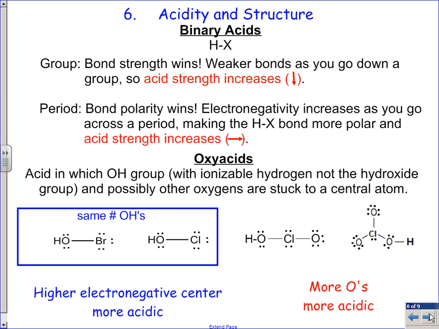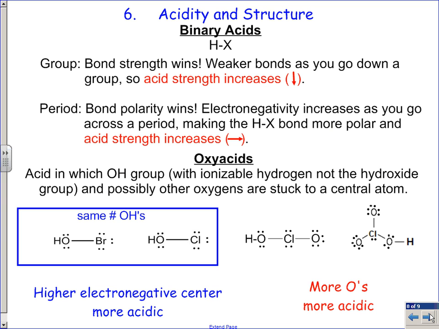Now, in a period, bond strength is relatively even. So it's going to be a non-factor here. And really what becomes important is your bond polarity. And that's going to deal with your electronegativity and polarizability. As you increase the electronegativity across a period, that's going to make the HX bond more polar and therefore more ionizable, and acid strength is going to increase. So when you go down a group, acid strength is going to increase because of weaker bond strength. And as you go across a period, acid strength is going to increase because of a more polarizable situation in your bond.